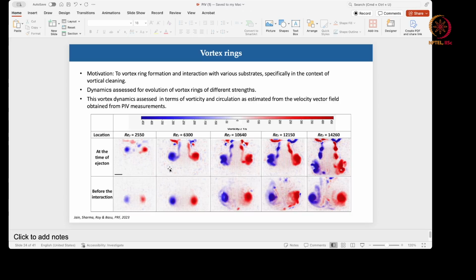And also we have done work on vortex rings, for example. This is a vortex ring formation and interaction with different substrates, specifically in the context of vortex cleaning. So this is interaction of the vortex with the porous media. You can see the intricate flow structures at different Reynolds number combinations. So all these things have been done in our lab.